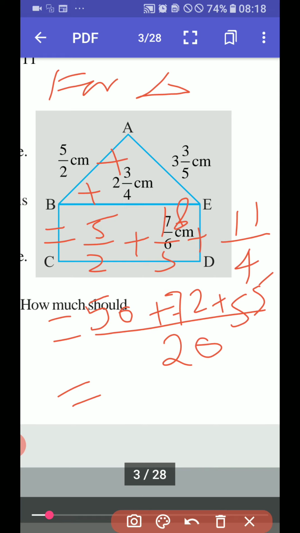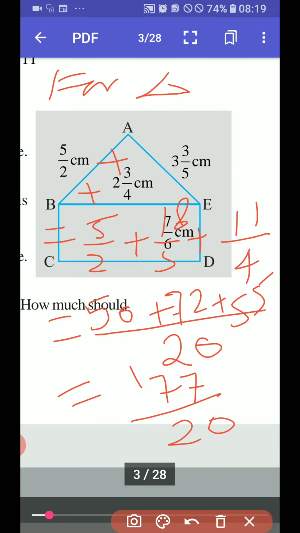Now add this: 50 plus 55 is 105, 105 plus 72 is 177. So it is 177 by 20, right?